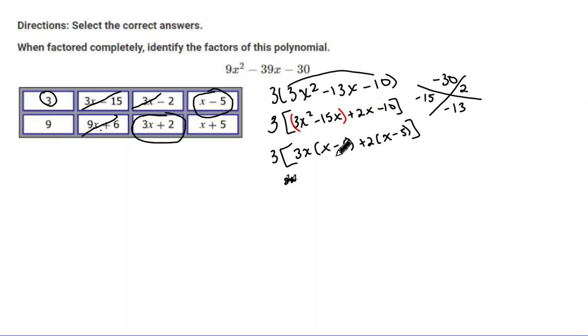Okay. So there's my common factor, x minus 5. That's the one I chose here. And then 3x plus 2. And then I have the 3 as well. So those are my 3 factors right there.